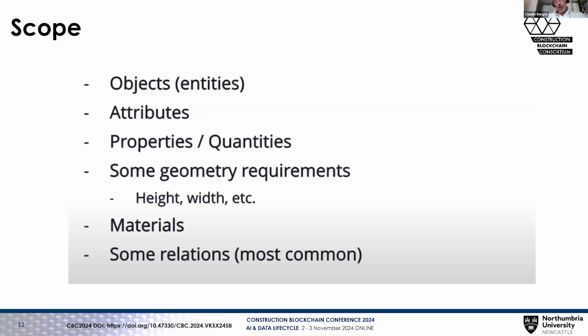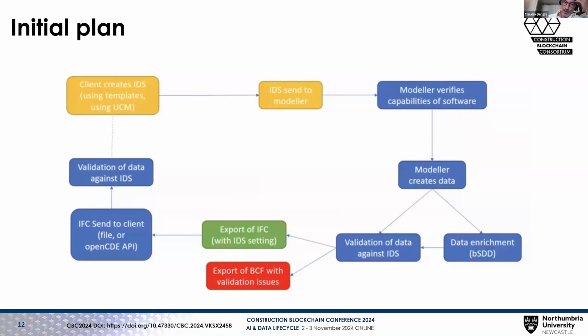So the scope that we have identified to be valuable after these exercises were, of course, all the objects in the IFC schema with all the attributes, properties, and quantities. We have limited our ability to investigate geometry requirements, so there are simple properties such as height, width, and so on, but not more complex analytical environments. Certainly materials and a selected set of relations between objects. So these make the scope of what is possible to achieve within IDS.